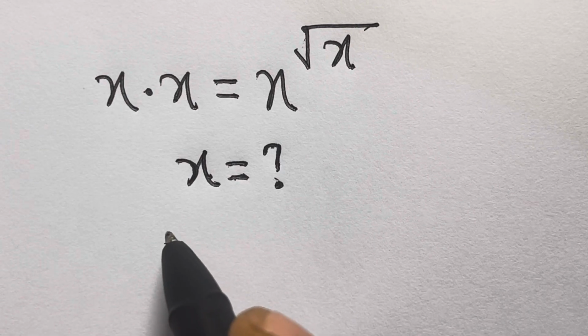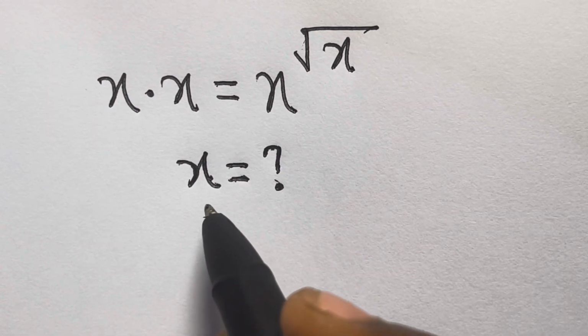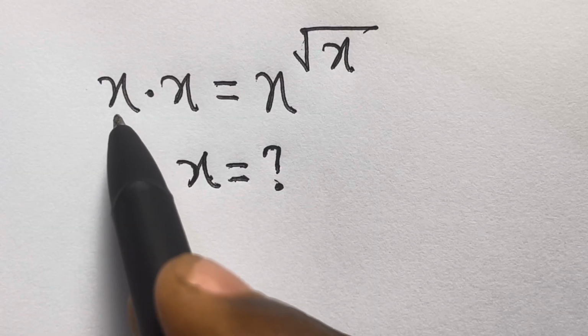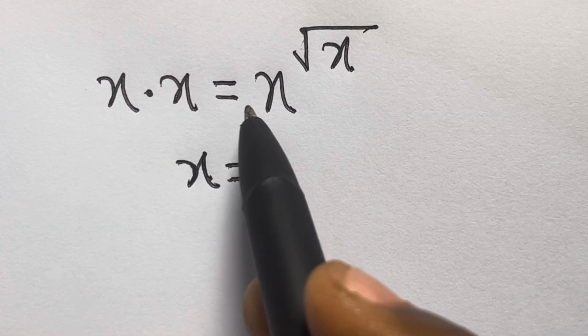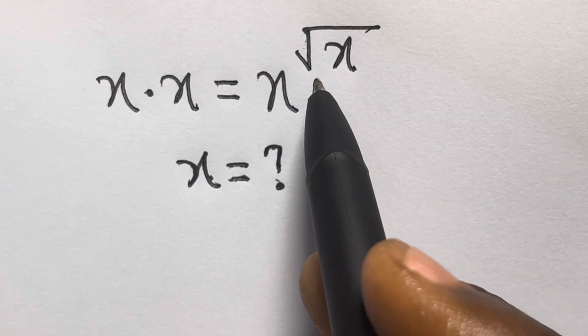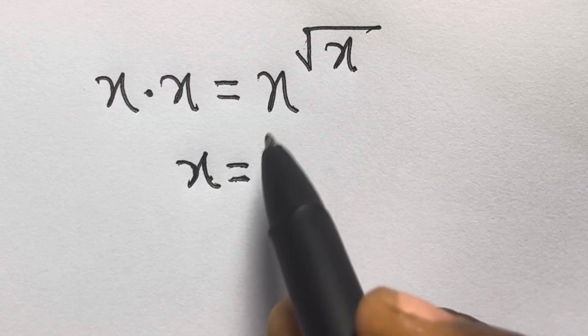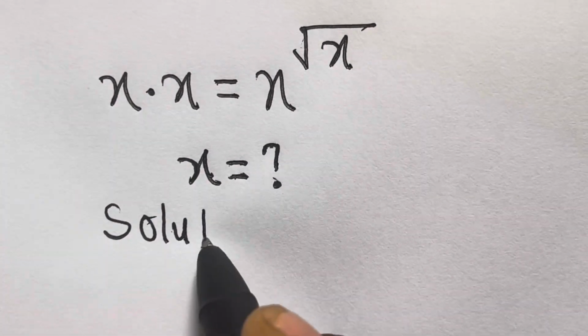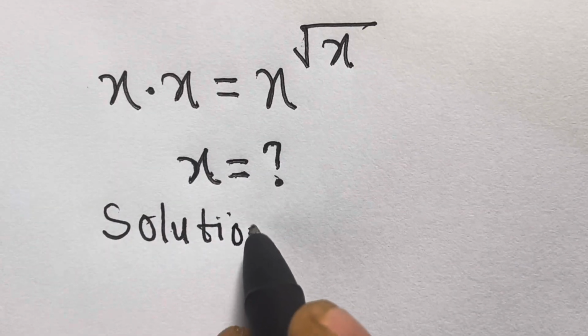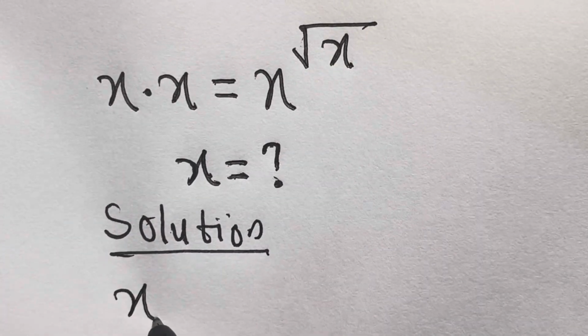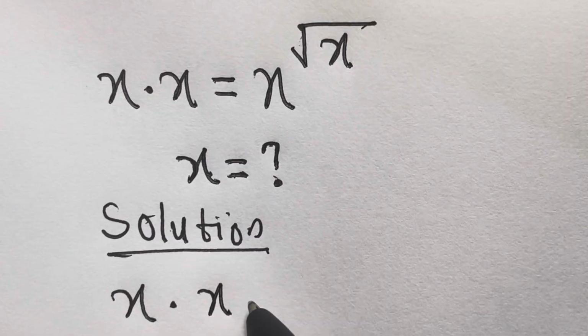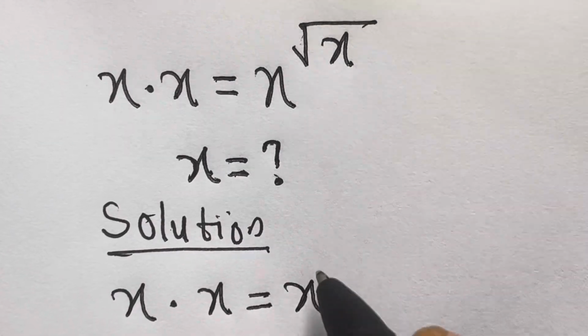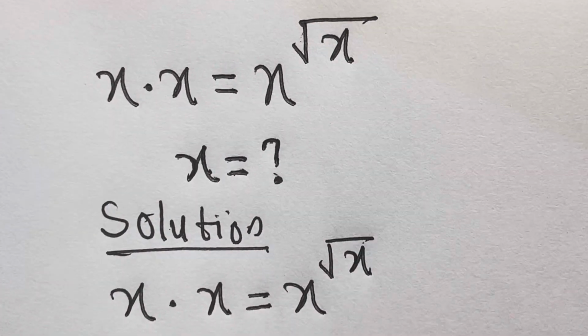Hi, welcome to mathematics. In this video, we want to solve for x in x times x equals x raised to power square root of x. Let's say solution. We have x times x equals x raised to power square root of x.